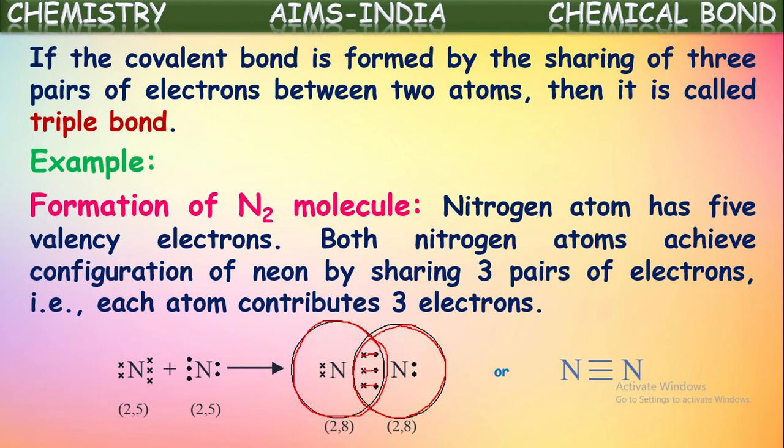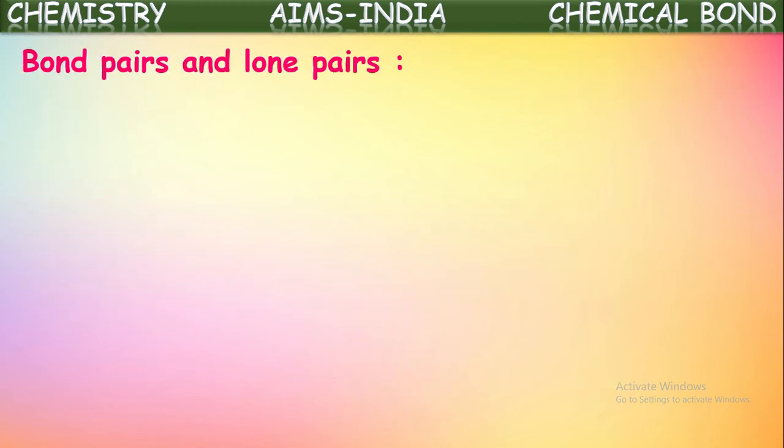The covalent bond formed by the sharing of more than one pair of electrons between two atoms is called a multiple bond. If two pairs of electrons are shared, it is called a double bond. If three pairs of electrons are shared between two atoms, then it is called a triple bond. Now let us see another concept, that is bond pairs and lone pairs of electrons.